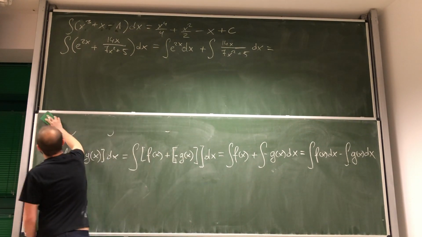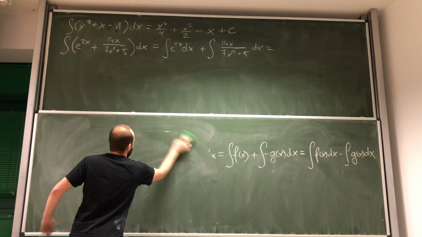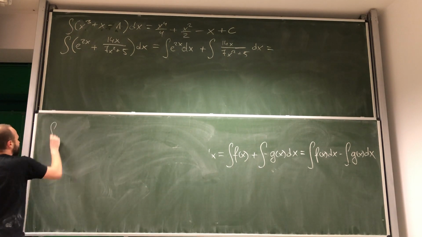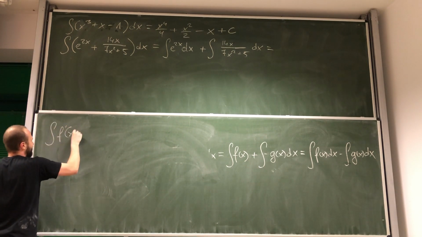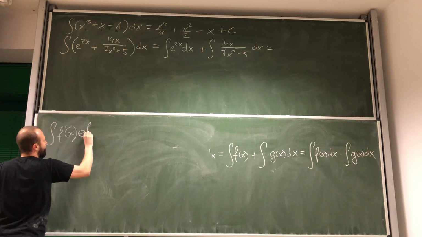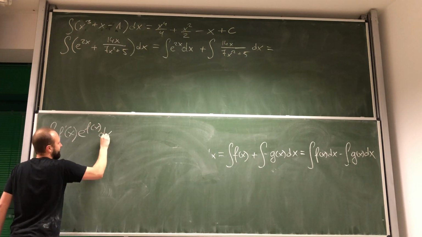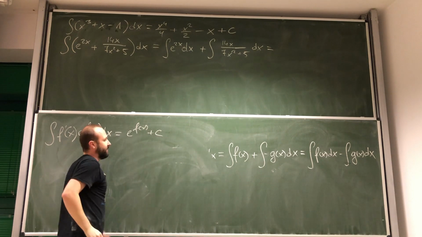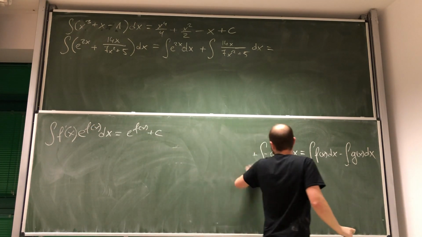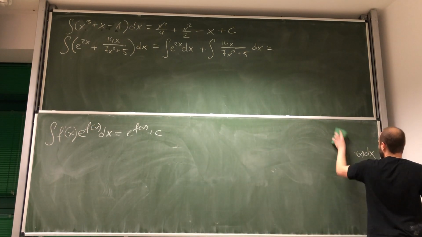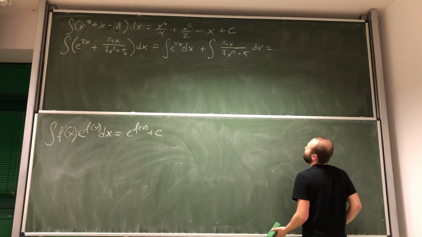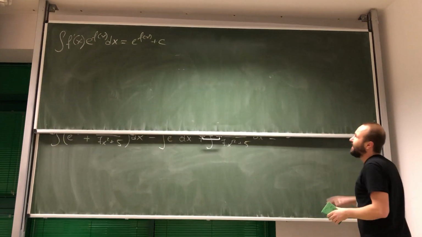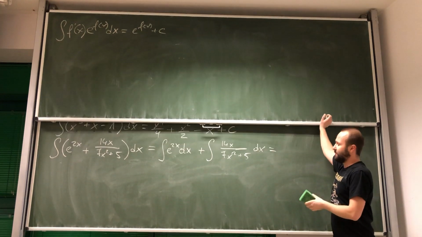How did the exponential rule go? Well, it said that integral of f prime of x times e to the power f of x dx is equal to e to the power f of x plus c. Okay, so here definitely I need to use this rule, but there's the problem.